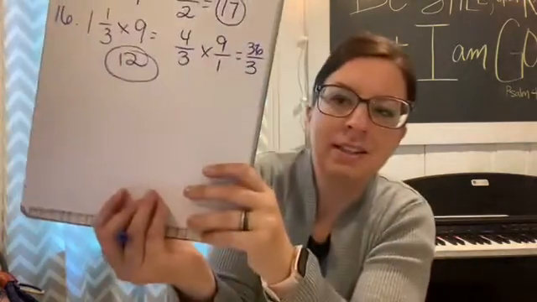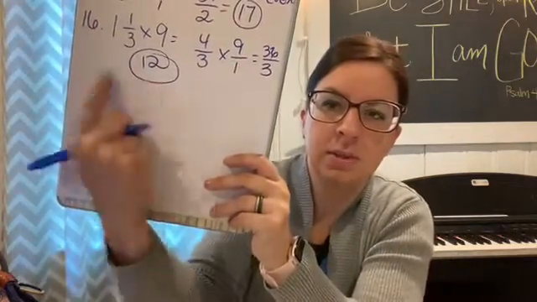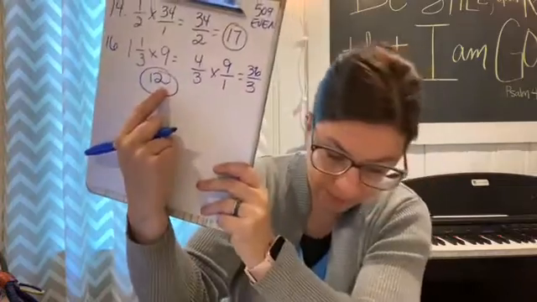So first I have to make it into an improper fraction. 3 times 1, 3 plus 1, 4. 4 over 3 times 9. 4 times 9, 36. 36 divided by 3, 12. I was right. Number 16 is 12.